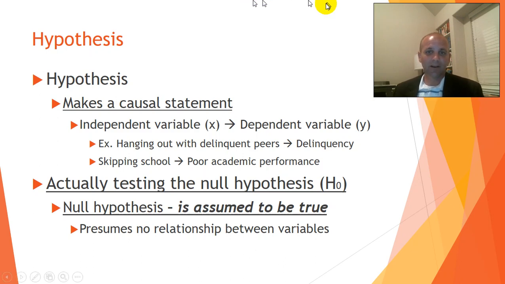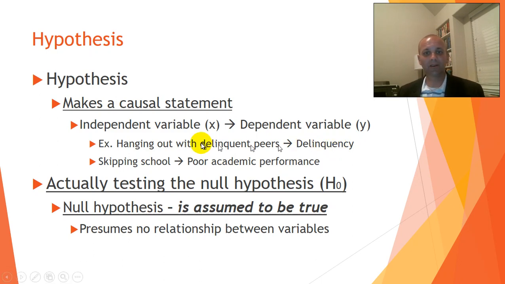Now, in a more academic sense, a hypothesis is making a causal statement, right? It's saying that an independent variable x has an effect on a dependent variable, right? So we want to test the theory. Hanging out with delinquent peers causes delinquency, okay? So that's independent. It's suggesting that this independent factor on its own is the cause. It has an effect on the amount of delinquency a youth is involved in, right?